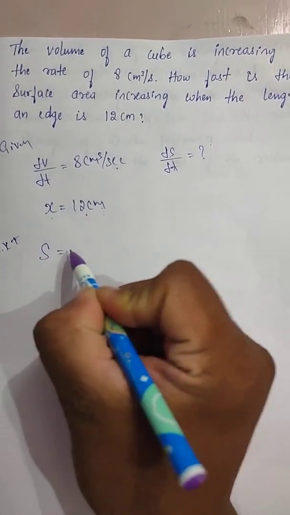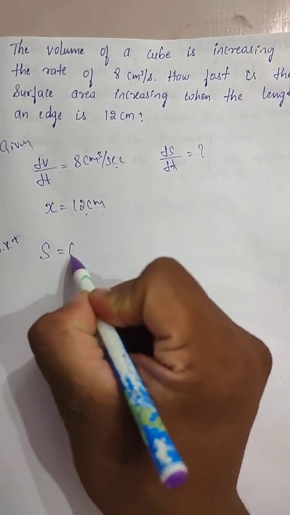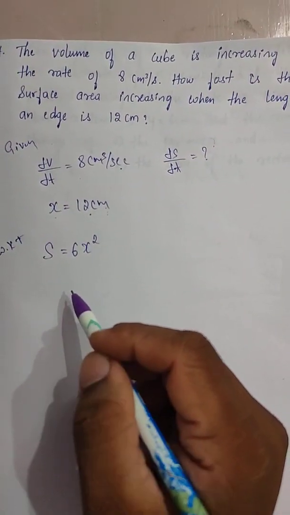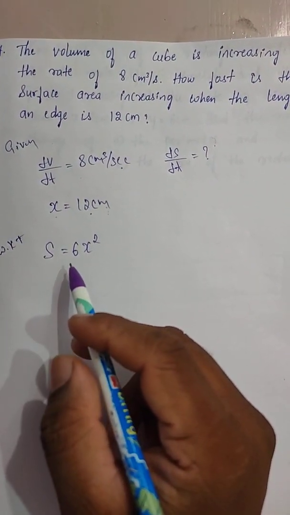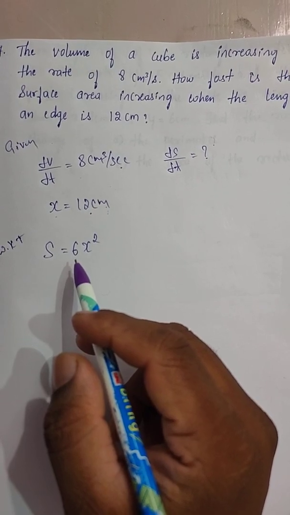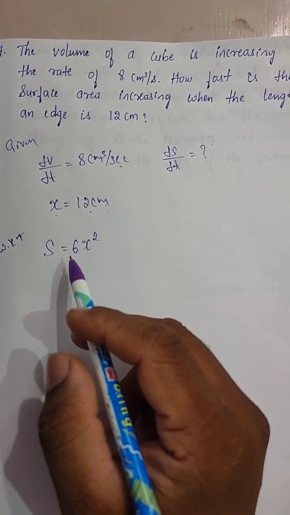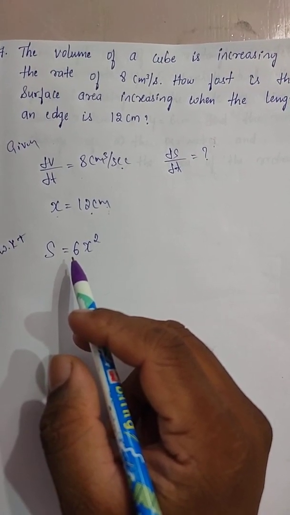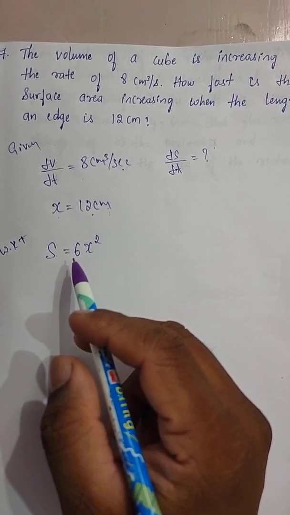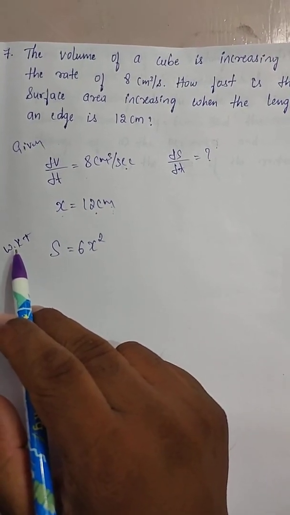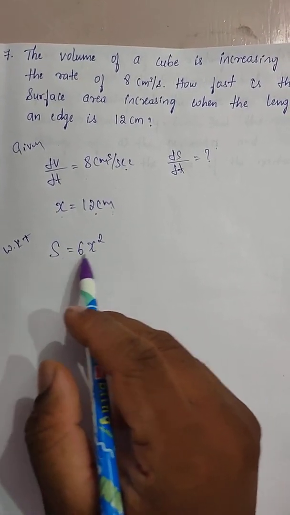So S is equal to... what is the formula for surface area? It is 6x square. You must know all the formulas: the surface area of a cube, the volume of a cube, the area of a circle, and all those formulas. You already studied them in your lower classes. Now, the surface area formula is 6x square.